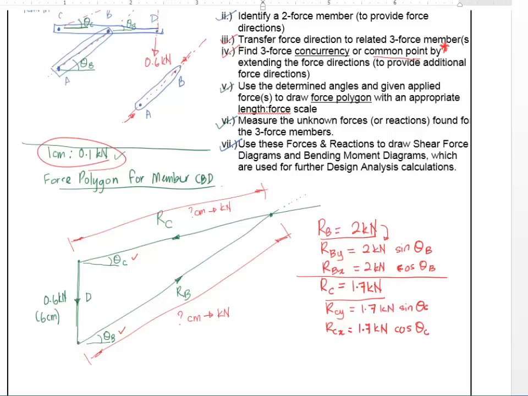Now, you may have recalled that before drawing shear force diagrams and bending moment diagrams for further analysis, you would need values such as RBY and RCY to draw your forces on a beam. Alright, so let's do CBD once again here, and you could use RCY.